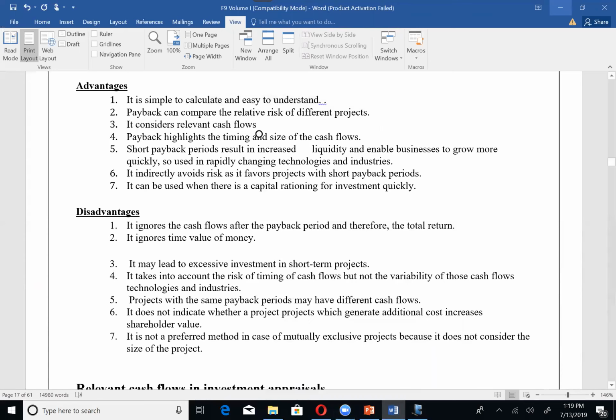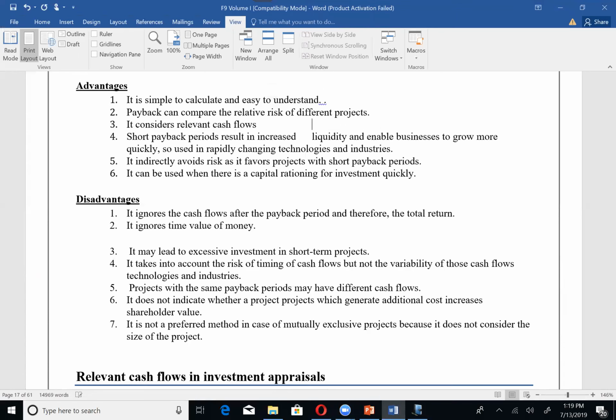Okay, next. Short payback increases the liquidity of the business. Yes, liquidity. Timely recovery, avoid risk. So students, this last point you cannot understand right now because capital rationing is a topic which we will study later on, and then we will understand it.